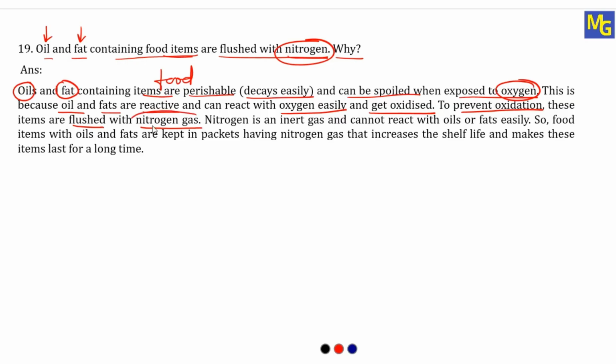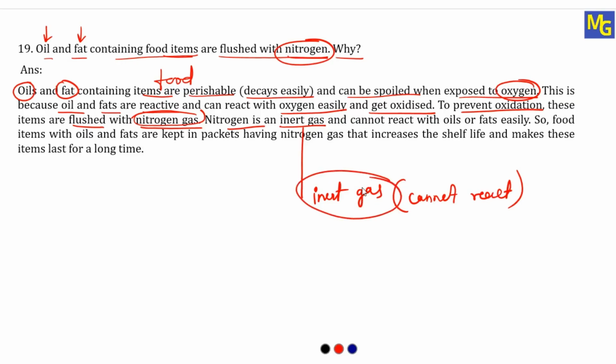Why nitrogen? See here. Nitrogen is an inert gas. What do you mean by inert? Inert gases are the gases which cannot react, or the atmosphere where there is an inert gas, there will be no reaction. So see here, nitrogen is an inert gas and cannot react with oil or fat easily.